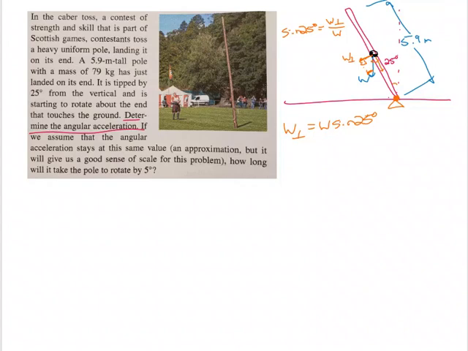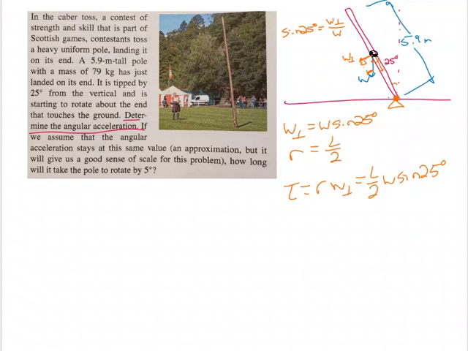If I call the total length of the bar L, let's say, then the radius would be L over 2. Yeah, 2.95, I think. We can calculate that in a little bit. So then my torque would be the radius times W perpendicular. So then that's L over 2, and W perpendicular is W sine 25 degrees.